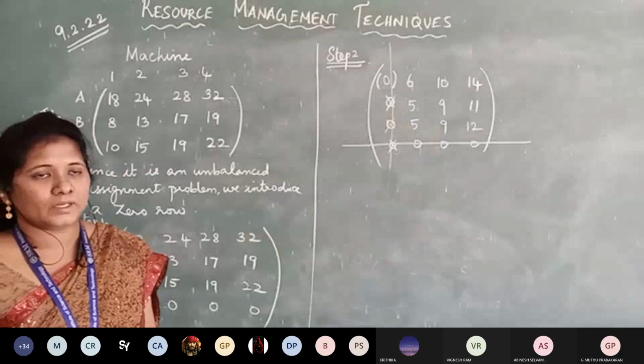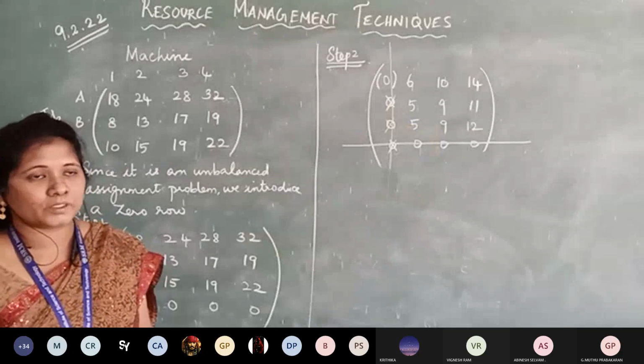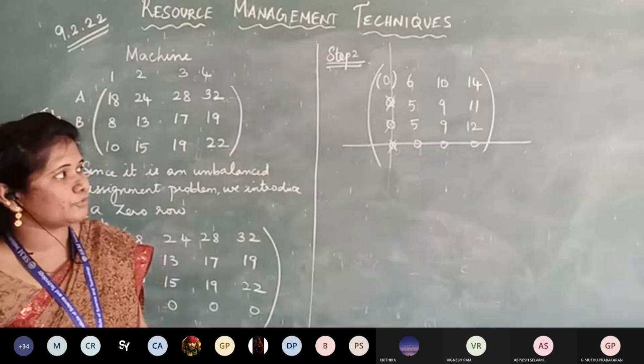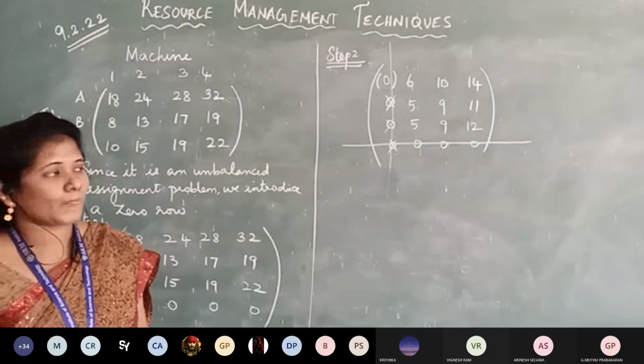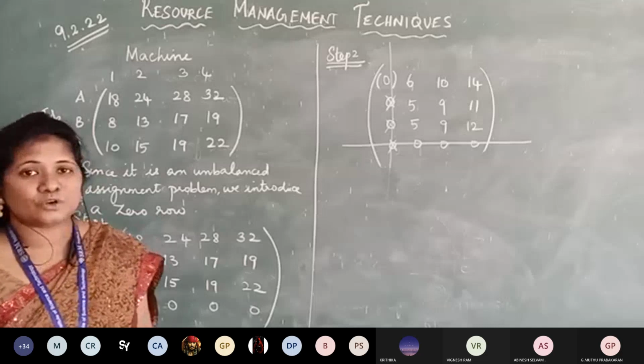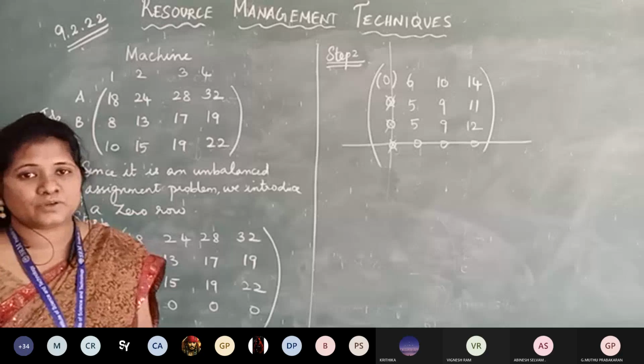After that, with the remaining values which are not striked, you will see the minimum value. So the values which are open, which are not struck, you have to see which is your minimum value. Here, if you see, the minimum value is 5. This 5 you will minus throughout. The values which are not striked out, you will minus with 5.